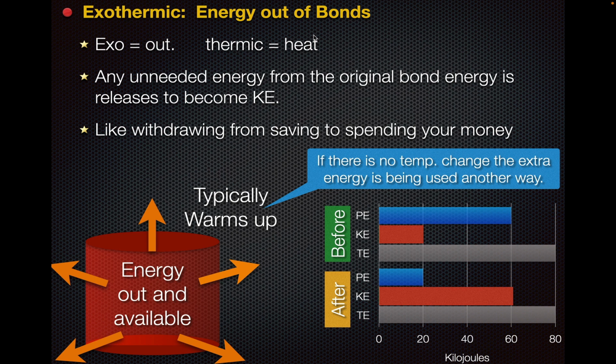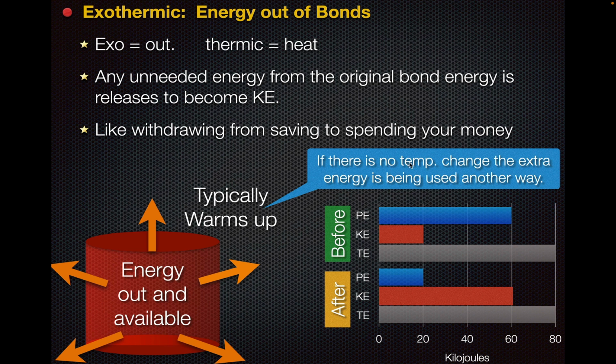Or you're going to withdraw money from your savings and you're going to pay for something that you want to buy and use, okay? So anytime you have a process where there's unneeded energy from the original bonds, that gets released to become kinetic, okay? Again, we see this graph over here where potential energy was high, kinetic energy now low, and then afterwards the potential energy goes down because we don't need as much for whatever's afterwards, and the kinetic energy increases. So there we would see something warming up in our scenarios, okay?